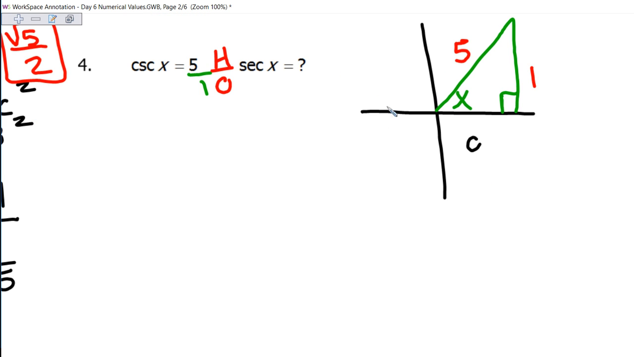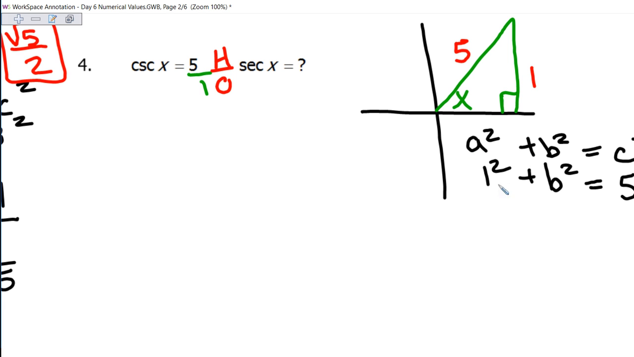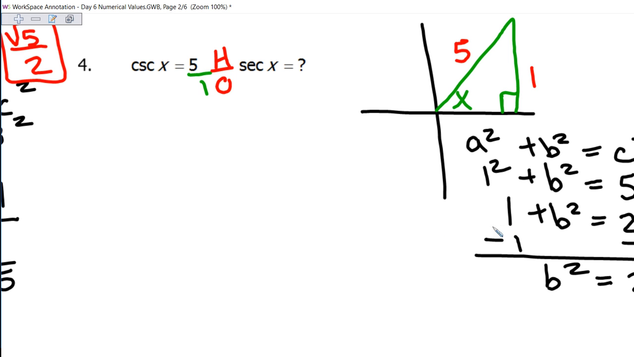So that would be a squared plus b squared equals hypotenuse squared. So this will be 1 squared plus b squared equals 5 squared. 1 squared is 1. 5 squared, 25. Subtract 1 from both sides. b squared equals 24. So that means b equals the square root of 24. And should I leave it like that? Yeah, this would be 2 square root of 6. So the missing side is 2 square root of 6.